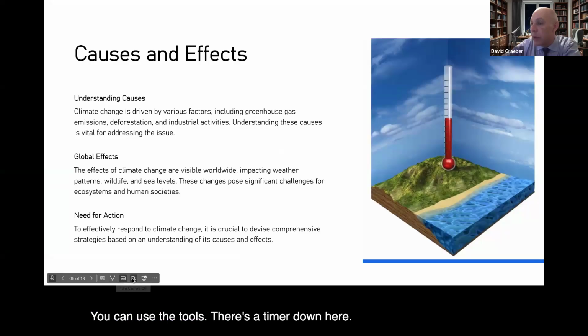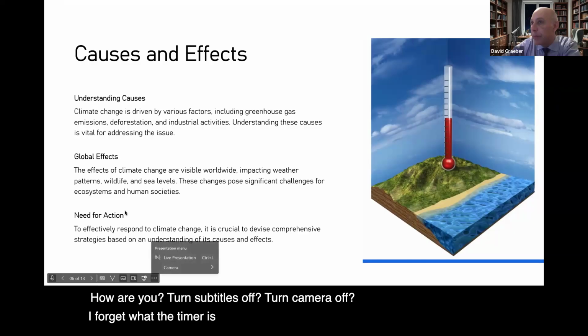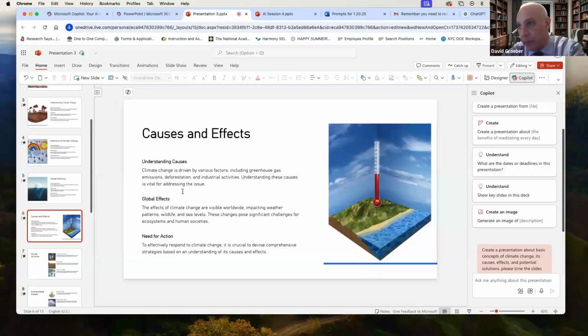All right, turn subtitles off, turn camera off. I forget where the timer is exactly, but all right. You can go in there and just do it manually.